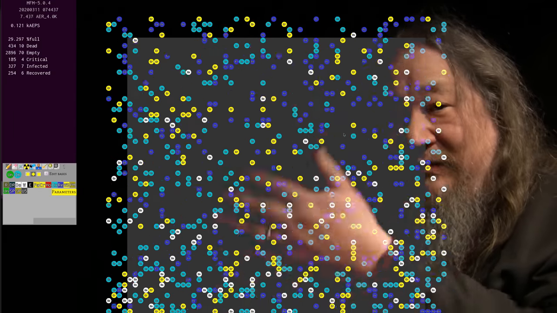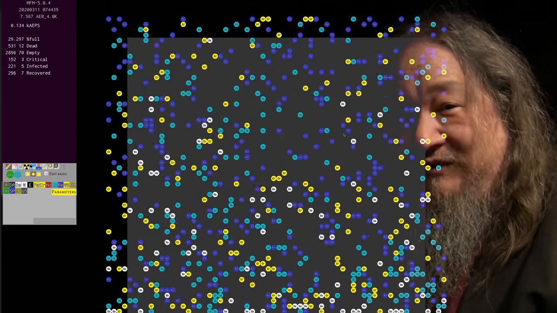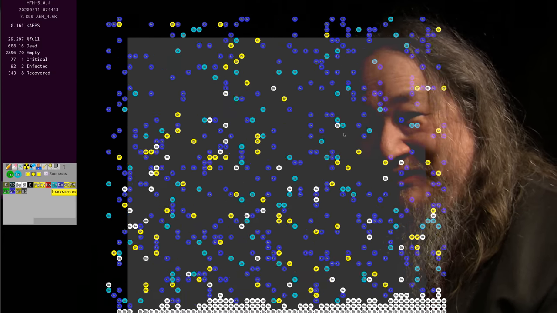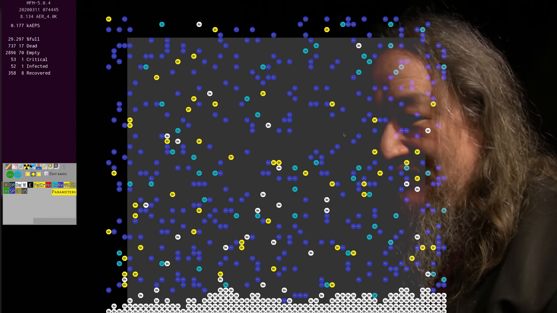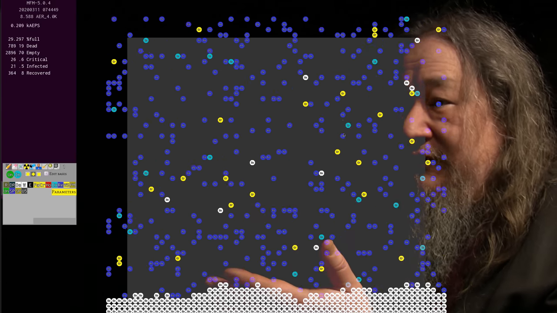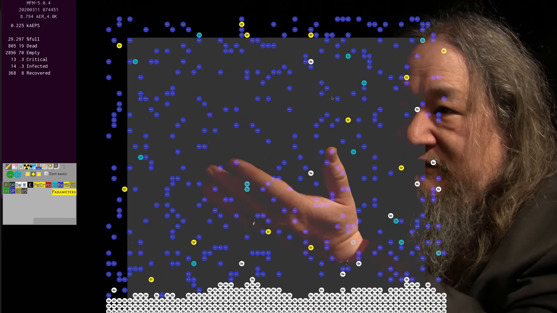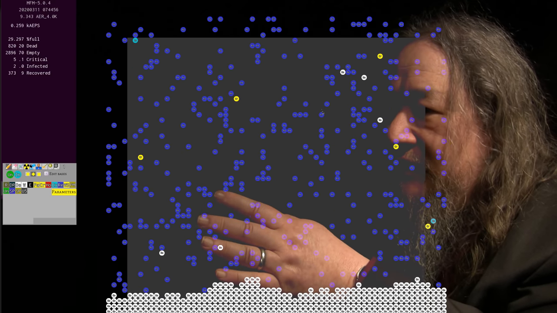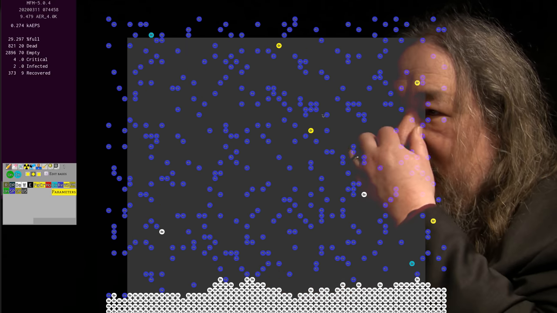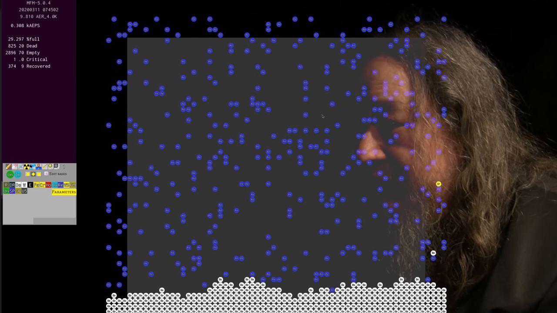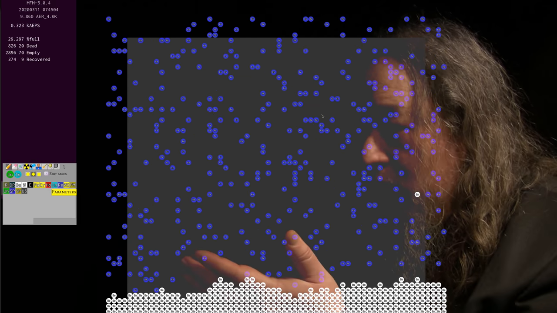Dead guys in this simulation head south for some reason, and they end up turning themselves into a bar chart showing where on the east-west axis they died, more or less. They spread out a little bit. And very soon, we have lots of blue guys. Those are the recovered ones. You still see a few critical ones, and those are gradually dying out. And this is it. We're pretty well done, and now we're done.